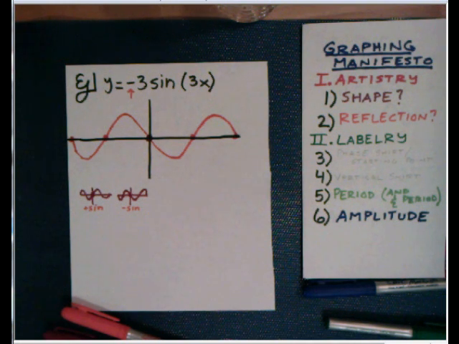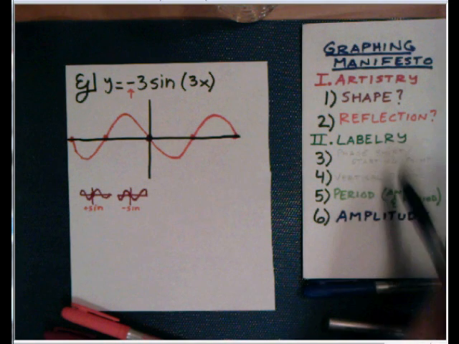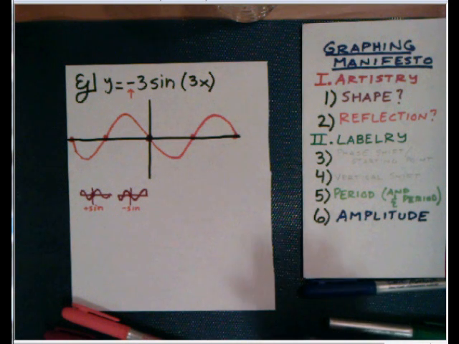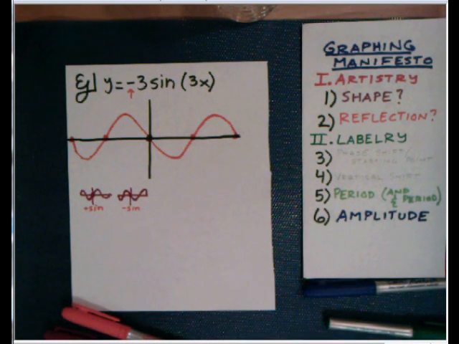Okay, now on to labelry. So again, we're going to ignore phase shift and vertical shift for now, and that's actually smart because there is no phase shift and there is no vertical shift in this particular problem. That's why I chose it. And now let's look at the period. We've got to actually find the period in this case before we can start labeling things.